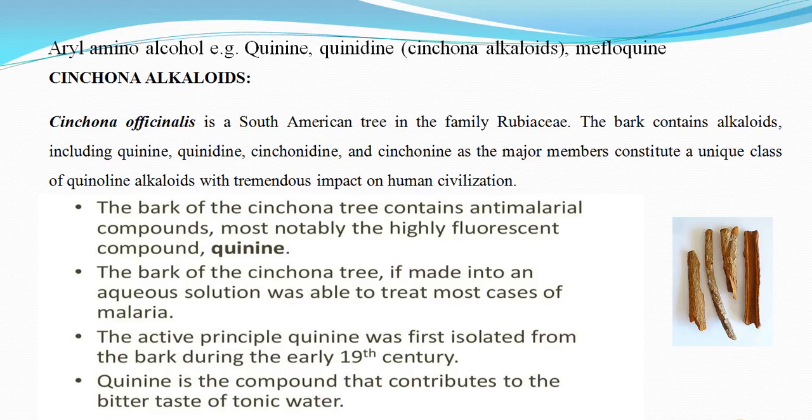Historically, quinine was the main treatment for malaria until the advent of the Second World War, when battles in areas where malaria was endemic led to the search for more effective agents. The bark of the cinchona tree contains the antimalarial agents. Quinine is a fluorescent compound, isolated from the bark during the early 19th century. Quinine contributes to the bitter taste of tonic water. It has been used for fevers in South America since the 1600s.